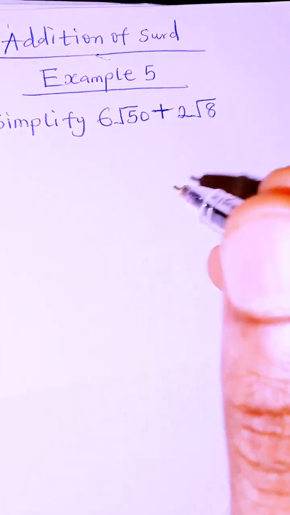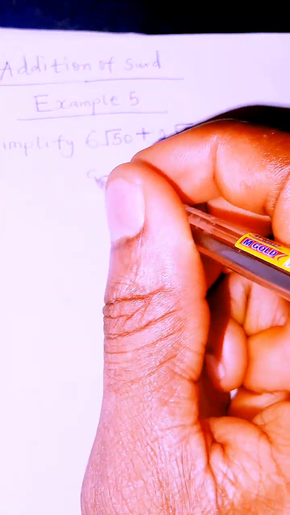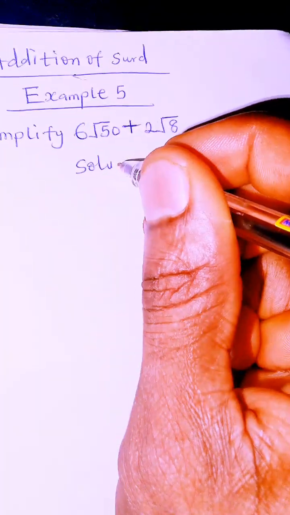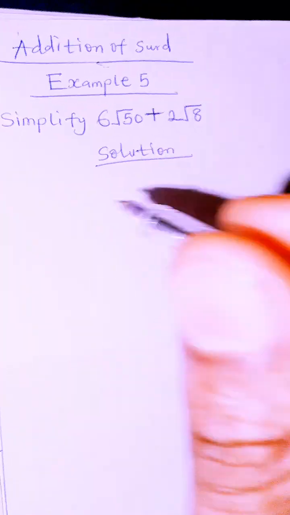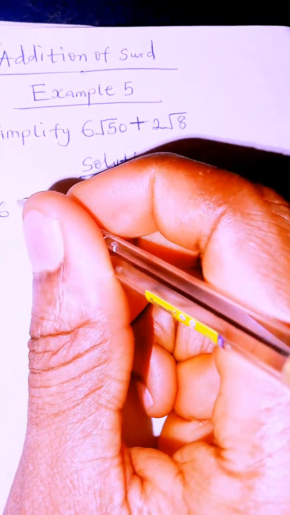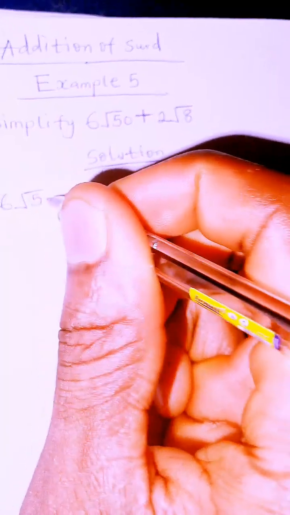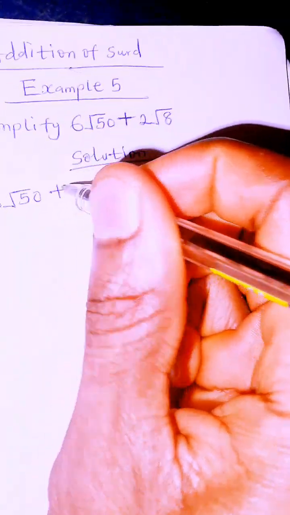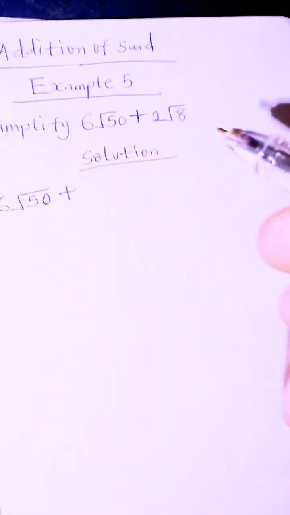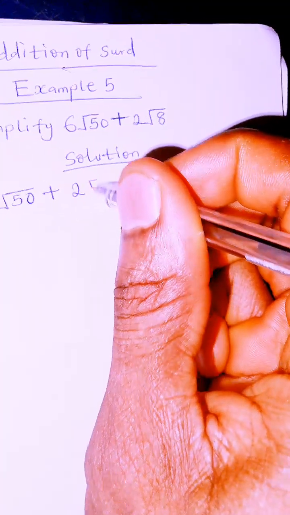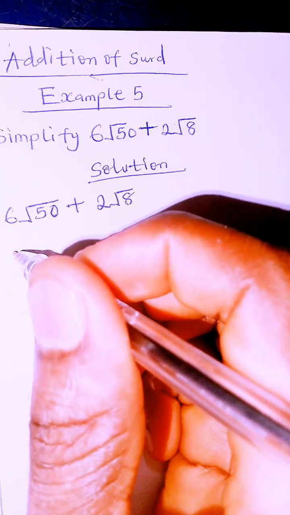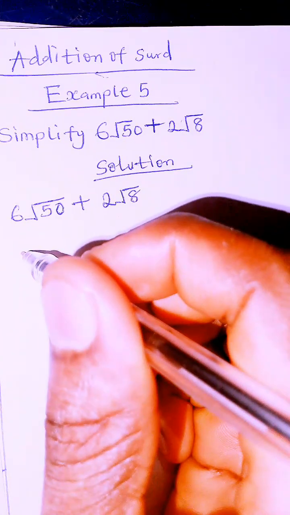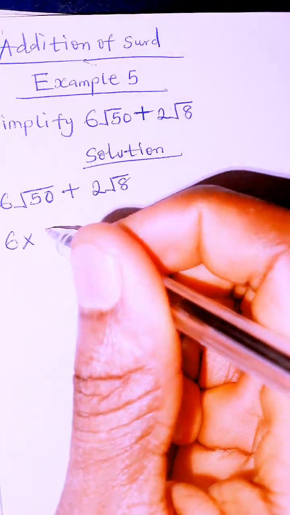To solve this kind of question, let's take a solution. Well, 6 root 50 plus 2 root 8. Now, we are going to simplify 6 times root 50.